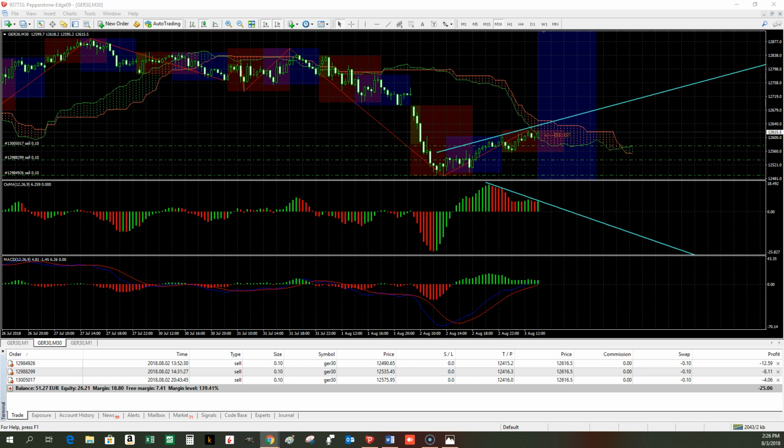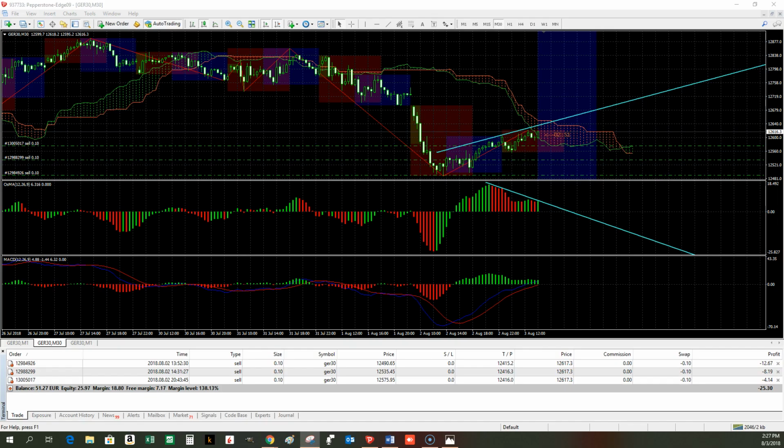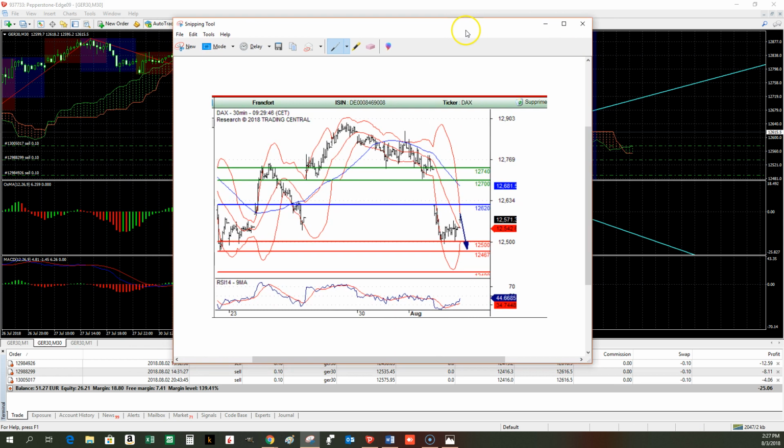I want to show you as well the new technical analysis from Trading Central, and they said that it's still going down. So let me show you. Here it is. You see that? Now you remember it was 12,616. This was the pivot line, and now it's 12,620, and they still think that the DAX will drop, okay.